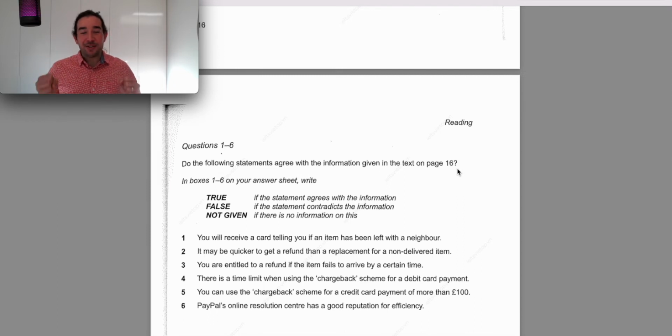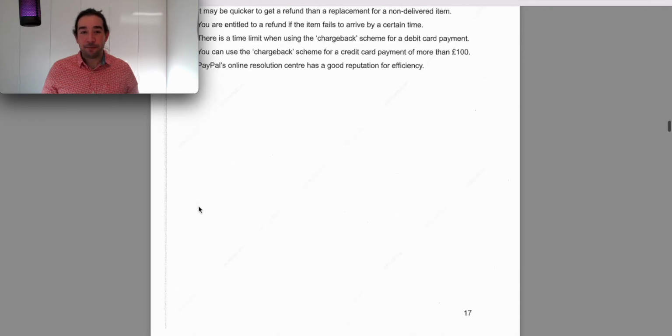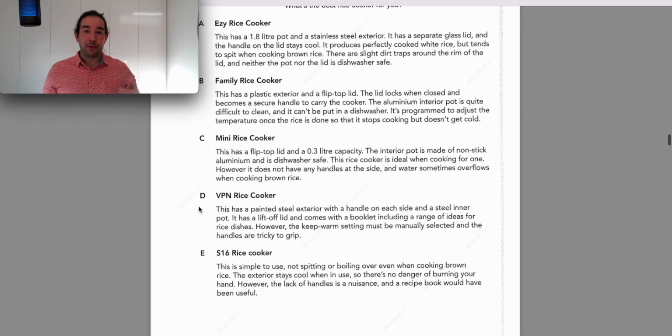We need to be extremely careful here. Where people tend to get it wrong is with the difference between false and not given. I could spend another mini course only talking about that, but what I will say is: read the question carefully and read the text carefully. I think this is an area where people tend to have trouble. So we've got true, false, not given.